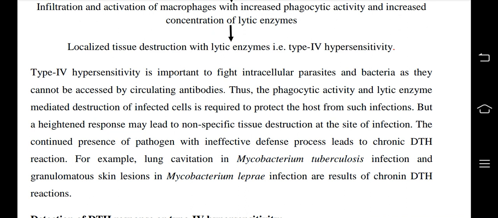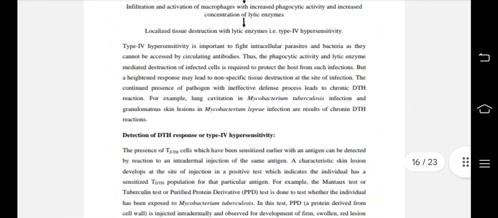The continued presence of pathogen with ineffective defense process leads to chronic DTH reaction. For example, lung cavitation in Mycobacterium tuberculosis infection and granulomatous skin lesions in Mycobacterium leprae infection are results of chronic DTH reaction.